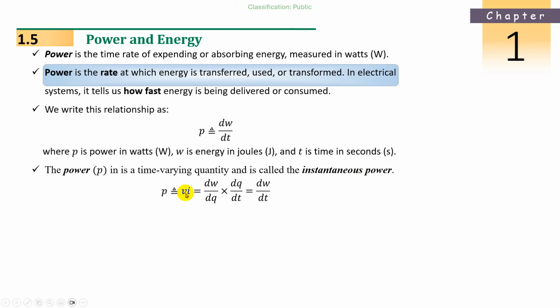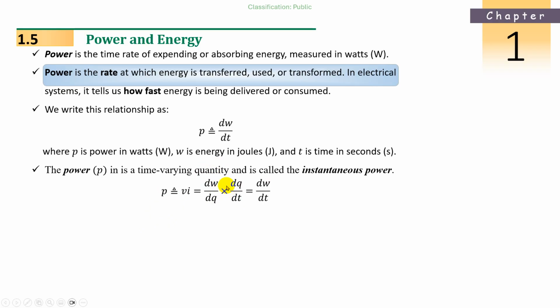So the instantaneous power P is equal to voltage multiplied by current. Instantaneous power is always given by voltage multiplied by current. What is voltage in terms of the basic equation? It is the rate of energy per charge: dW by dQ is your voltage, the potential. What is the potential?